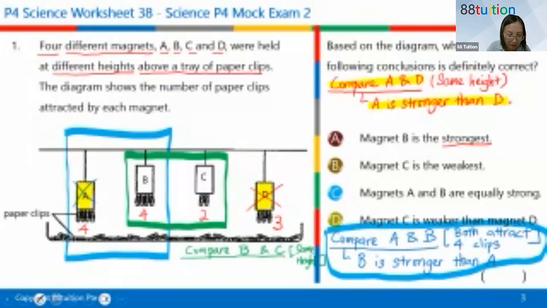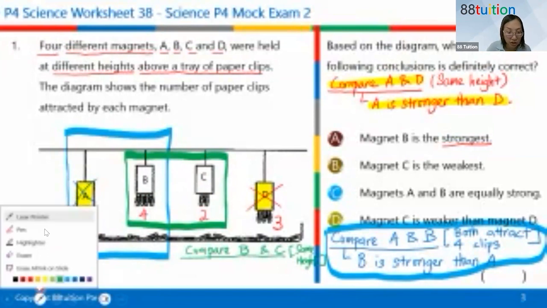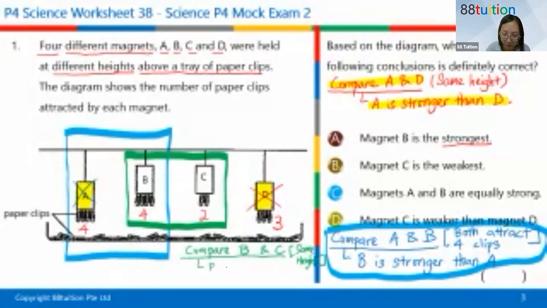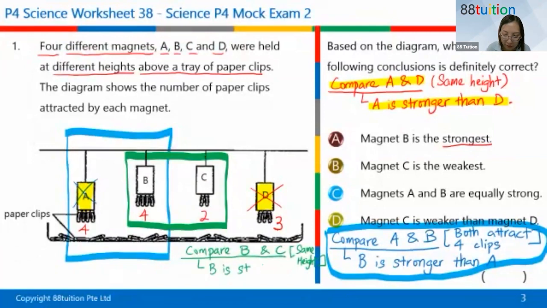Okay, so everybody type into the chat, between B and C, which one is stronger? Is B stronger than C or C stronger than B? Okay, well done to those of you who commented in the chat. So obviously B is stronger. All right, B is stronger than C, because B attracted more paper clips. B attracted 4 paper clips. C only attracted 2 paper clips. So B will win over C, right? B is stronger than C. Therefore, the strongest magnet has to be B.